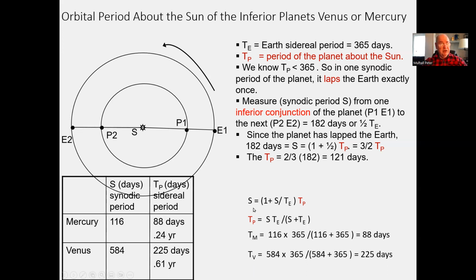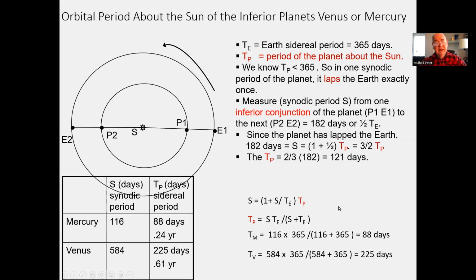S is the synodic period. It's the time it takes to get from one position with the sun to another position with the sun. The simplest example would be the full moon. The full moon is 29 days. That's the synodic period of the moon. It's when the moon is in opposition to the sun, to the next opposition. Well, the same thing with the planets. You can go from opposition to opposition or conjunction to conjunction. Those would be the synodic periods.